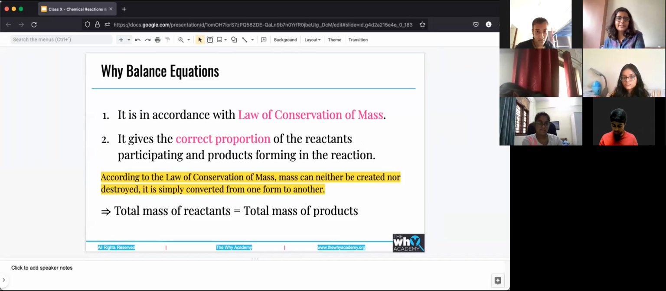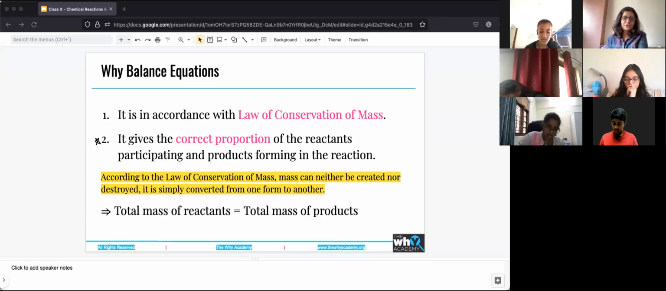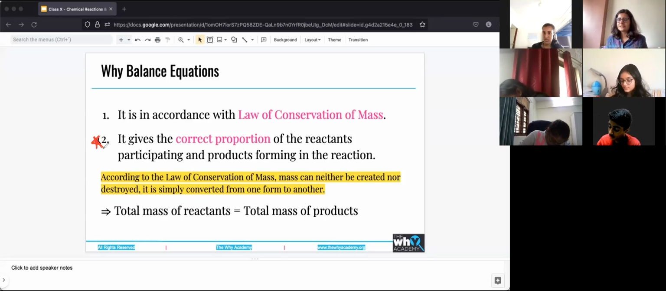Another advantage of balancing is that it gives the correct proportion of the reactants participating and products forming in the reaction. This is important from an application point of view, like in any chemical factory, suppose you're creating any medicine or even simple substances like ammonia. Ammonia is a chemical that's used in the fertilizer industry and a lot of other places.